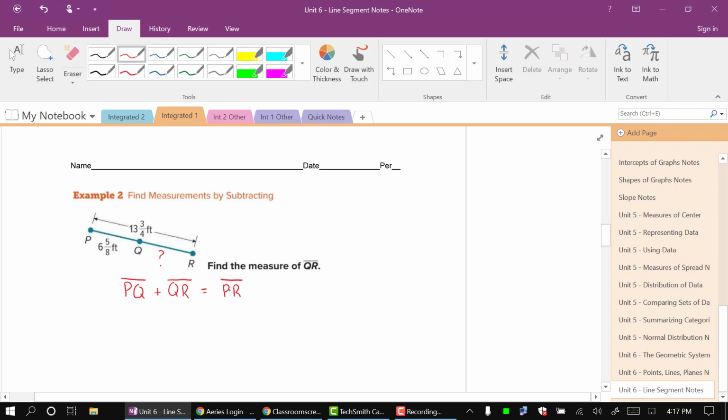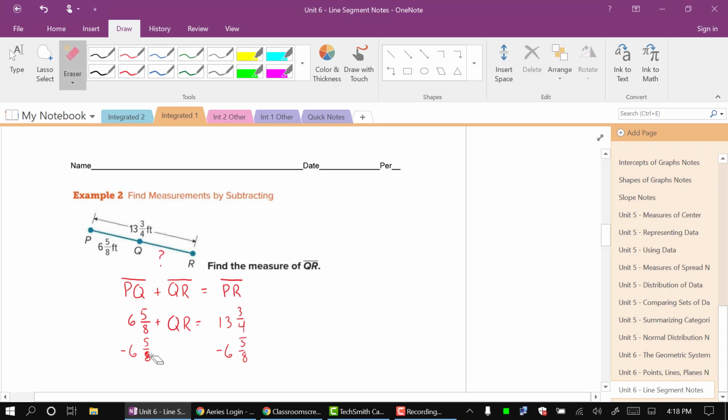Now let's plug in the information that we have. PQ is 6 5/8. We don't have QR, that's our unknown, that's what we're trying to solve for. And then we have PR, which is 13 3/4. So I'm going to subtract 6 5/8 from both sides: 6 5/8 minus 6 5/8.